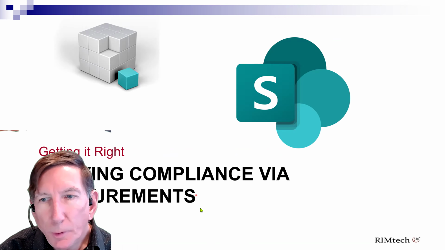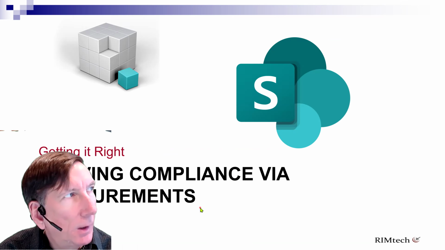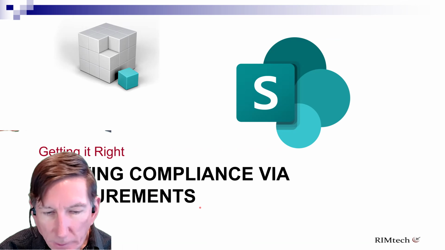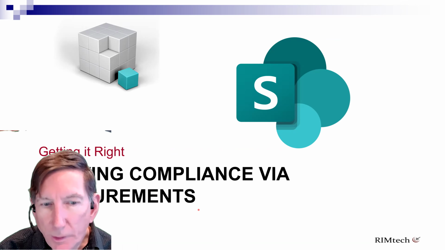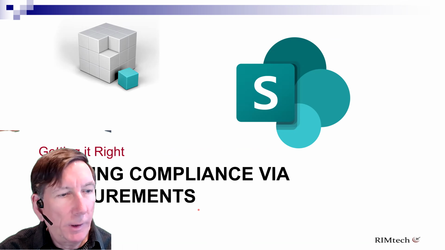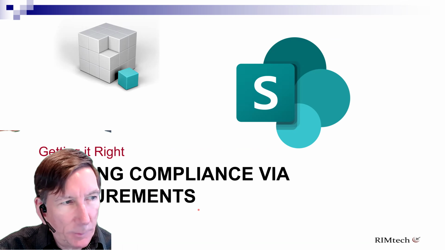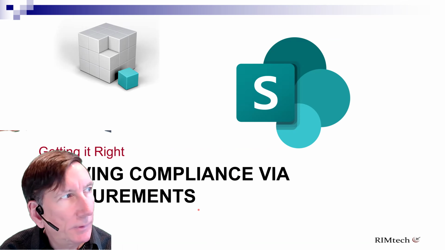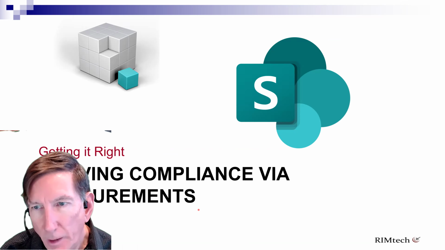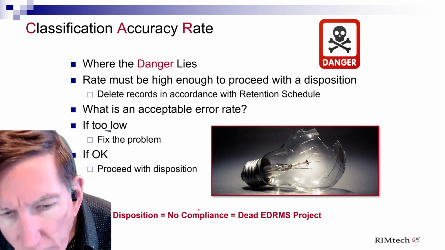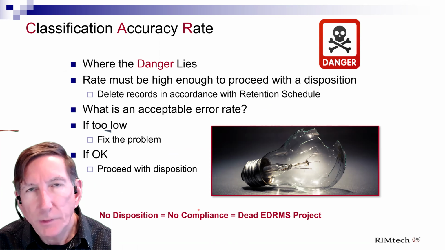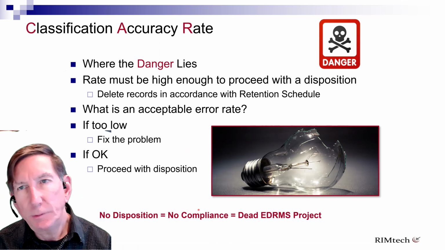Now, how do we prove compliance? We're now handling our case records properly. We have a SharePoint information architecture that works, and the record software is now automating this process. Those rules are running 24/7 and everything's working fine. So how do we prove compliance? Well, there's one number that you need. It's called the CAR, Classification Accuracy Rate.